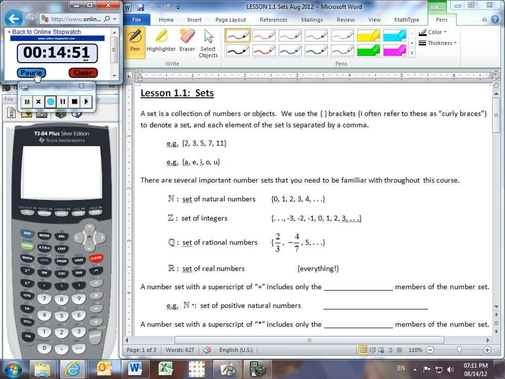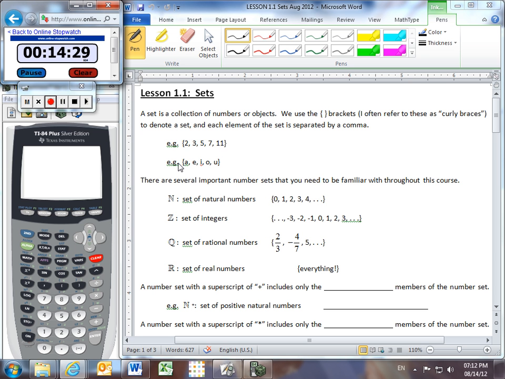We already know that a set is a collection of numbers or objects, and we use these curly braces, or brackets, I call them the curly braces, to denote a set. And each element of the set is separated by a comma. So here's a couple of examples of sets. This is a set of numbers. These happen to be the first 5 prime numbers.